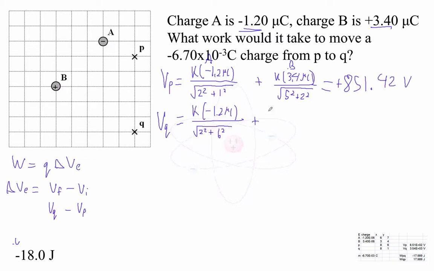And then due to B, it's going to be K times positive 3.4 microcoulombs. And then our distance is 1, 2, 3, 4, 5 over, plus, let's see how far down, 1, 2, 3 down. Okay, let's just double check this. It's so easy to make a mistake. B is this charge, yes. We are 1, 2, 3, 4, 5 over, 1, 2, 3 down. Yep. All right, I'm ready to go.